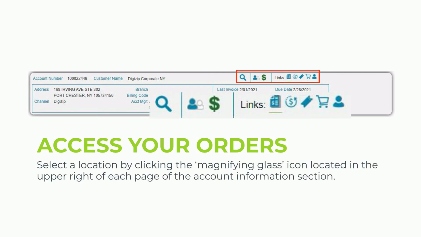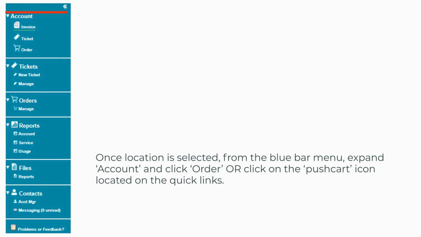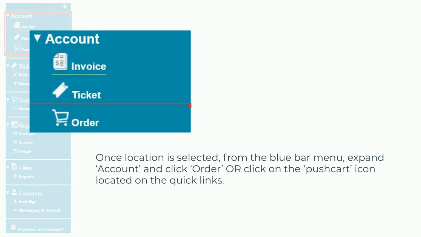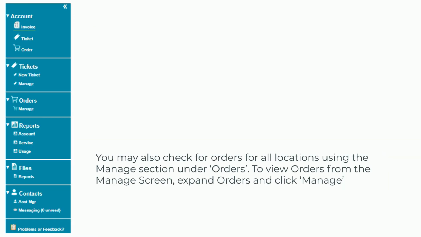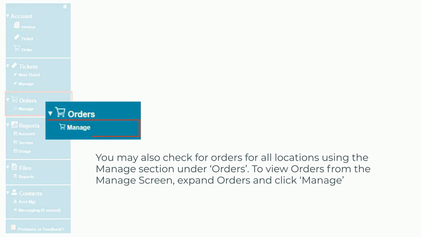Here's how to access your orders. Select a location by clicking the magnifying glass icon located in the upper right of each page of the Account Information section. Once location is selected, from the blue bar menu, expand Account and click Order, or click on the pushcart icon located on the quick links. You may also check for orders for all locations using the Manage section under Orders. To view orders from the Manage screen, expand Orders and click Manage.